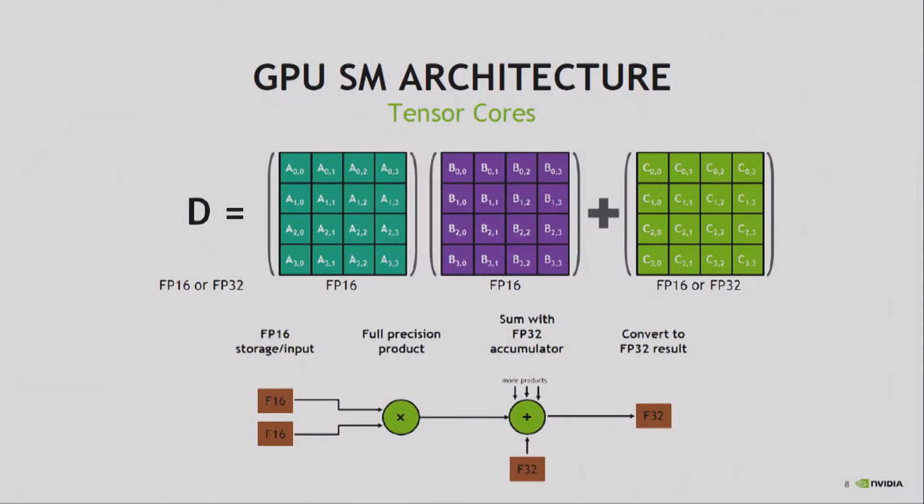The multiply is FP16, but then when you sum up all the columns and rows, you get 32-bit precision. So effectively, each tensor core can do 64 mixed precision FMAs. It's very powerful for deep learning, but why am I telling you this? Because maybe you can find use for it in some of your applications as well, for HPC applications.